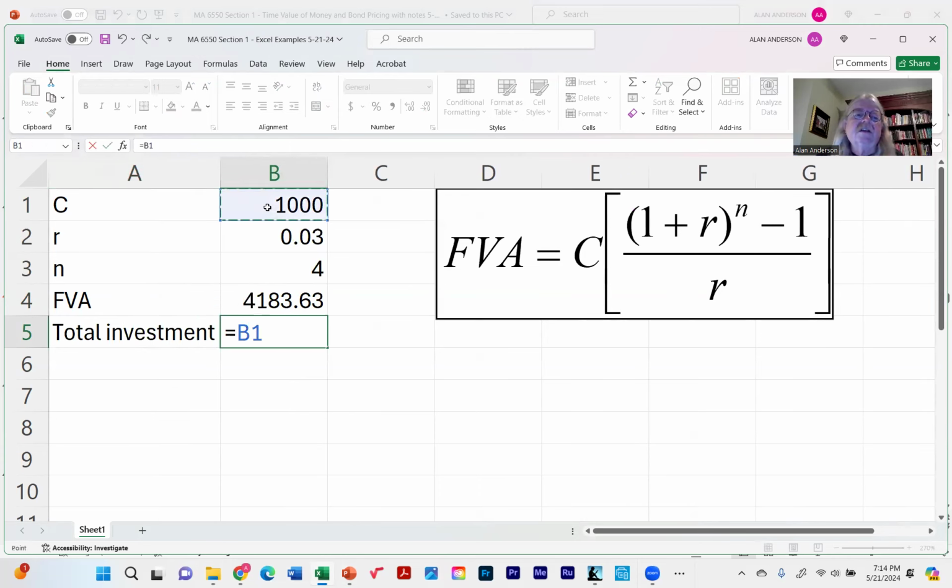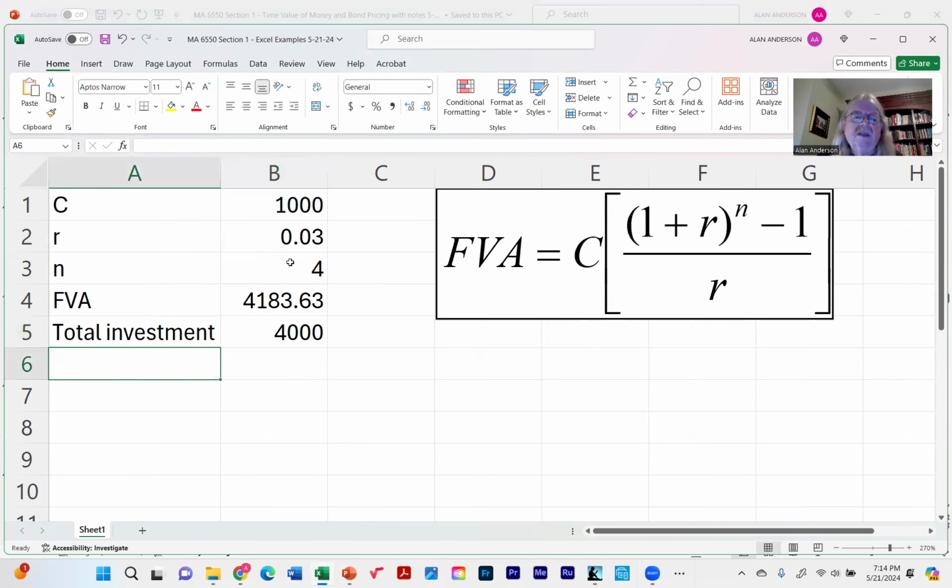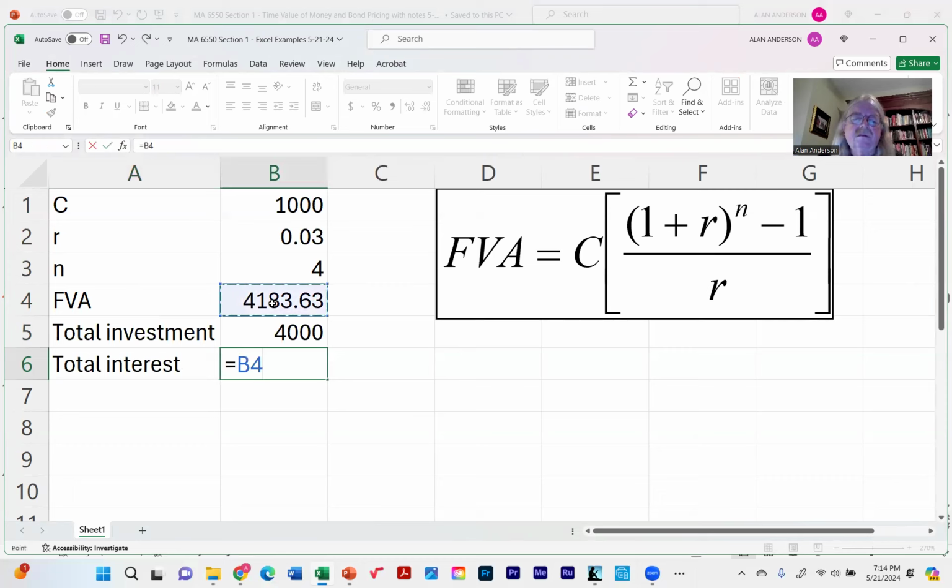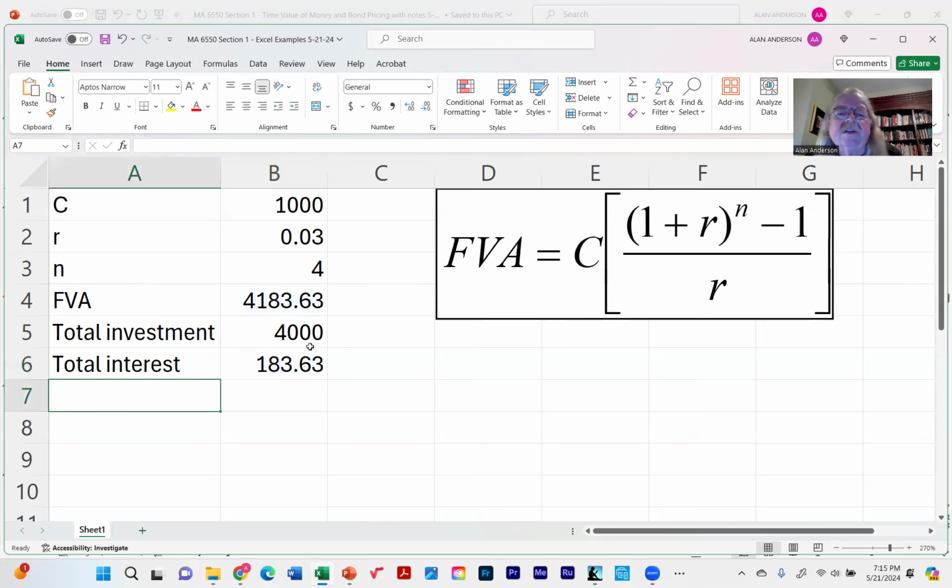Okay, or in other words, the interest that was earned is the difference between the two, which of course would then be 183.63. Now, it would be very messy for us to sit down and try to figure out how much is simple and how much is compound. We could do it. We're not going to do that right here, though.